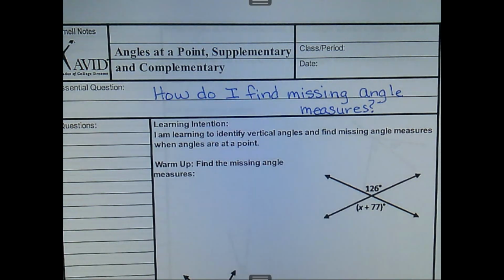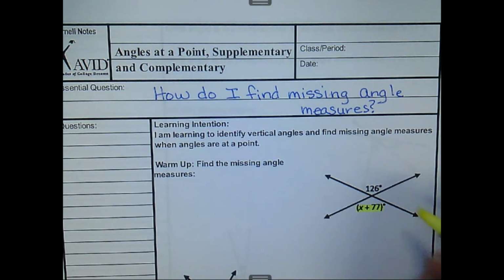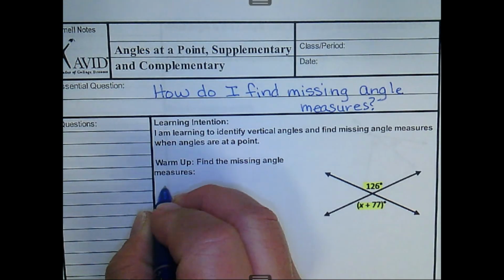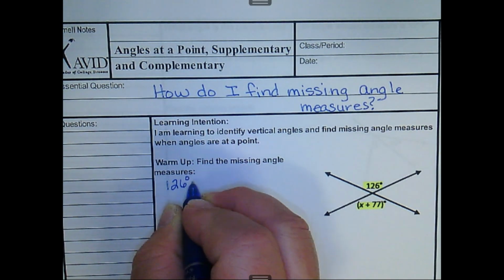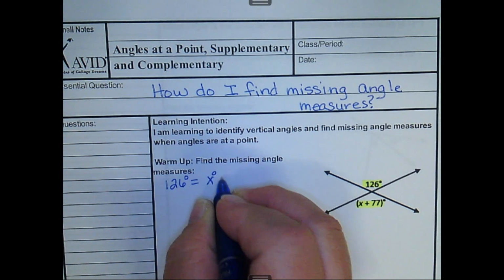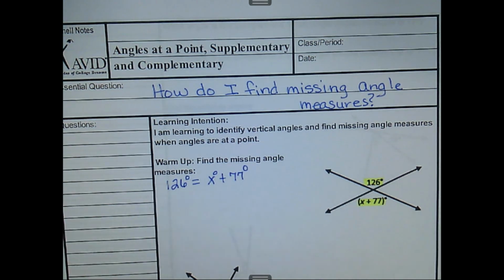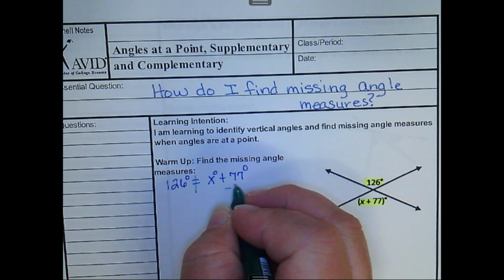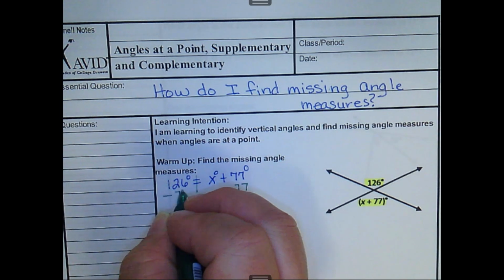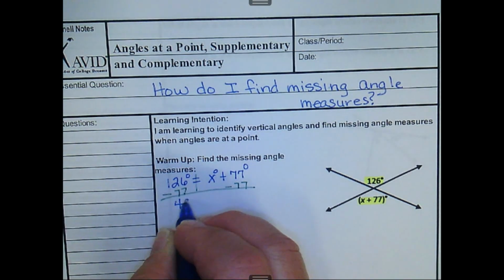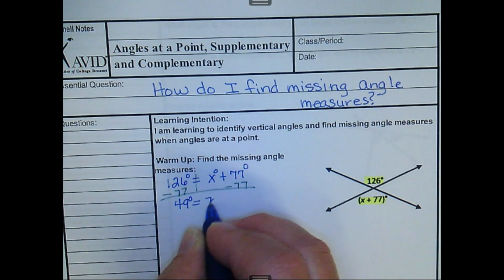So the first thing you need to look at is, if this is x plus 77, what is this? Well, they're the same, so I can set them up equal to each other. 126 degrees is equal to some angle degrees plus 77 degrees more. When I subtract 77 from both sides, I end up with 49 degrees is equal to x degrees.